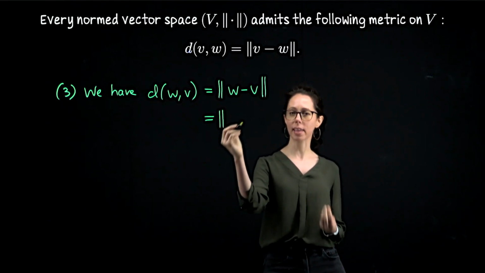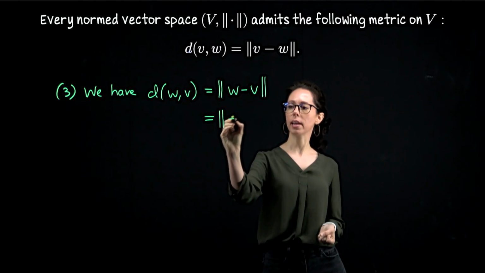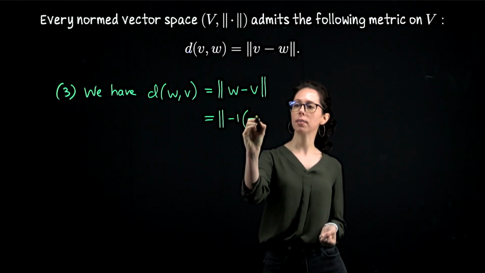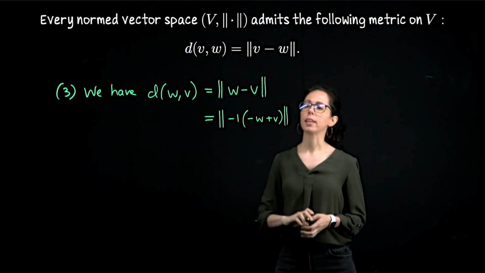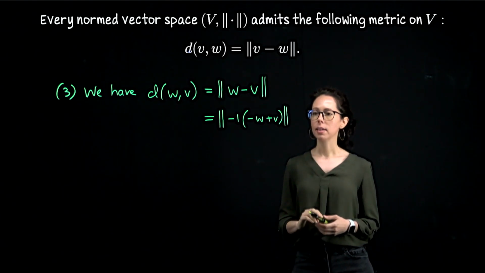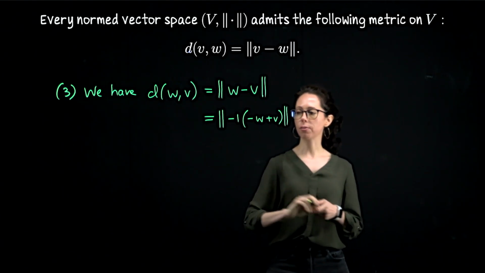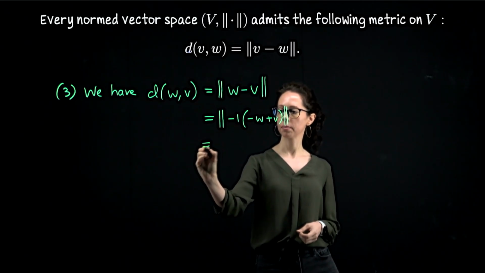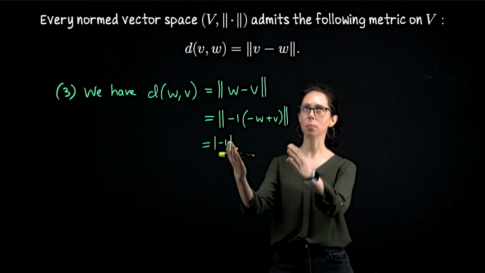Okay, what I'm going to do is take this expression and rewrite it with a -1 factored out front. That's the scalar multiplication in the vector space. So let me write -1 times negative W plus V. And that's just relying on the fact that scalar multiplication works well in a vector space. Now I can use multiplicativity of the norm to bring this -1 in front and take its absolute value. Okay, so that's multiplicativity of the norm.